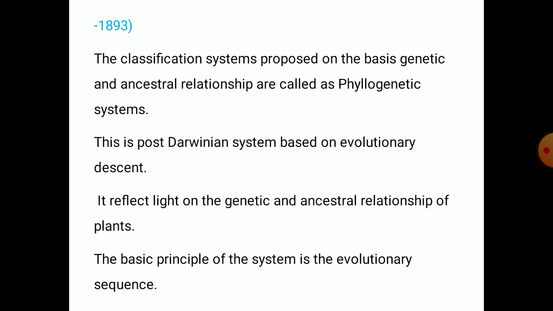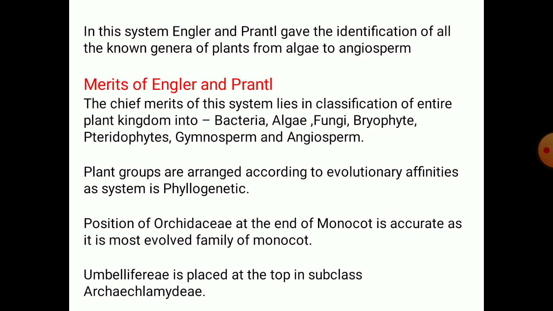The basic principle of this system is the evolutionary sequence. In this system, Engler and Prantl gave the identification of all known genera of plants from the algae to the angiosperms. Right from the algae up to the angiosperm. In between, there are algae, fungi, bryophyte, pteridophyte, gymnosperm, and then angiosperm, and within the angiosperm there are dicot and monocot as such.